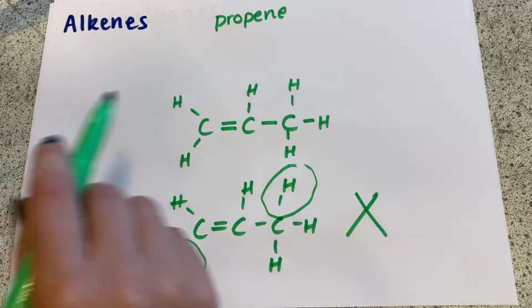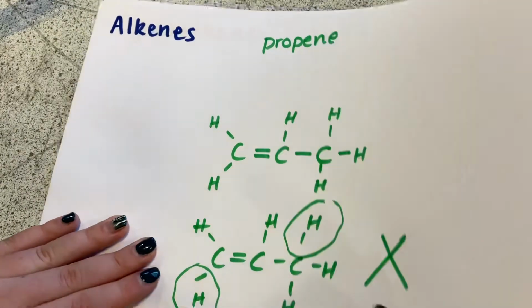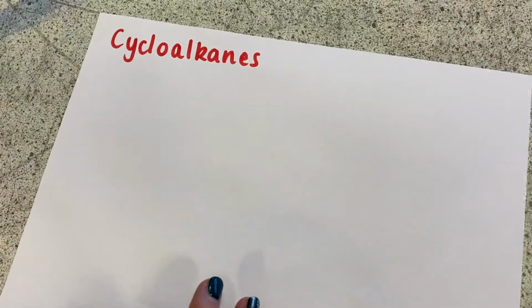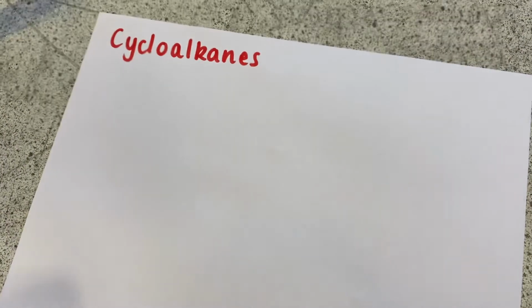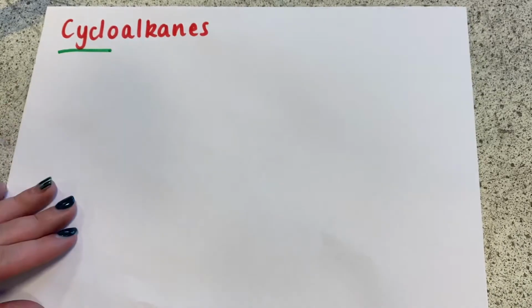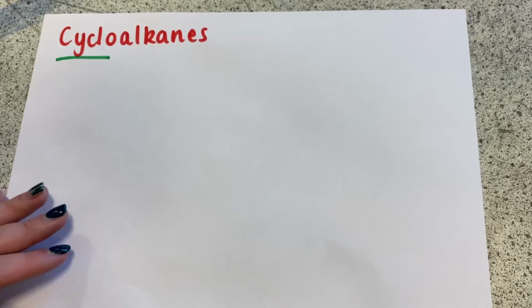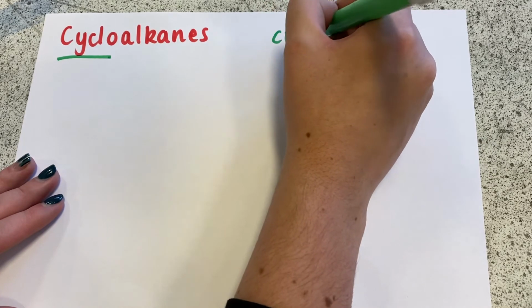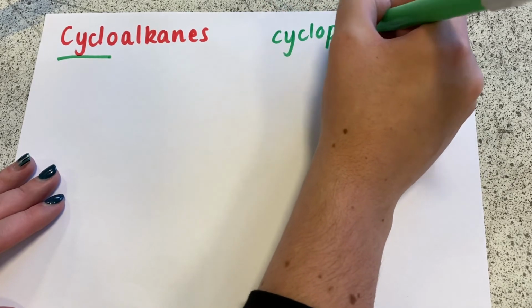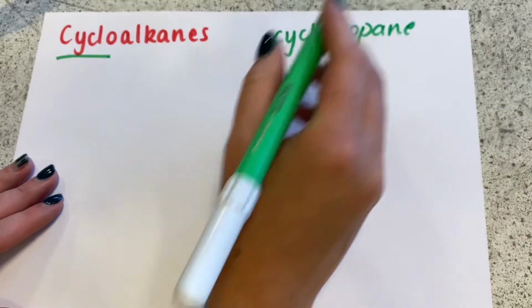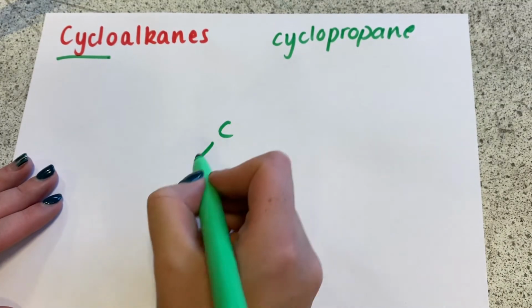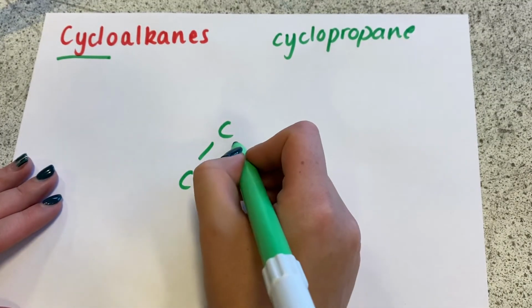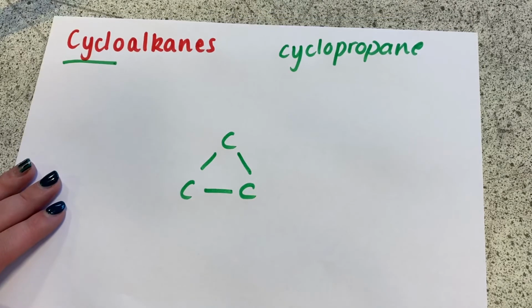Your last one then is your cycloalkanes. Your cycloalkanes, it kind of says it in the name, cyclo, a circle or ring shape. Again, we're going to do cyclopropane, and it's got 3 carbon atoms. So you're going to join up your carbons like 1, 2, 3, in a kind of ring shape.